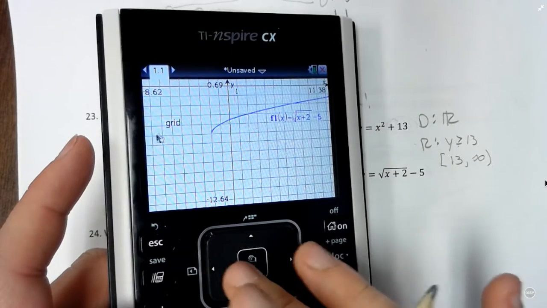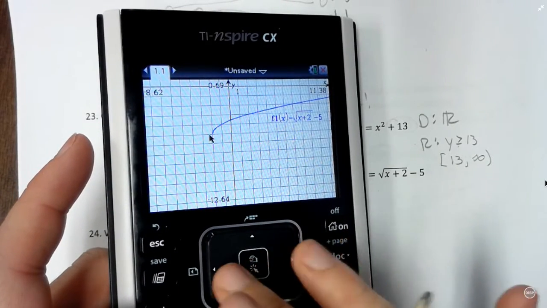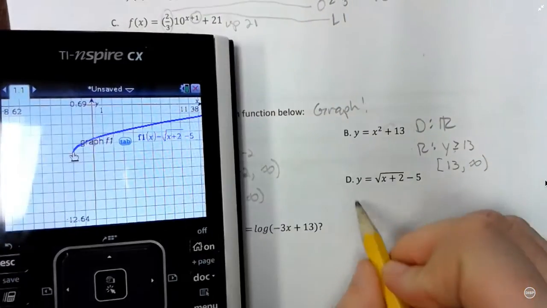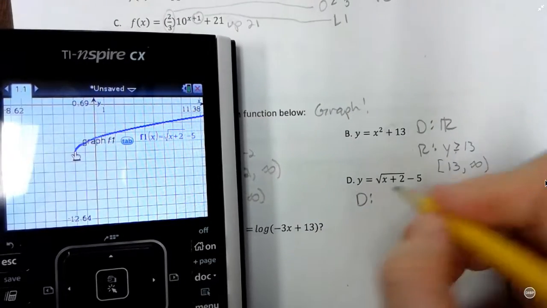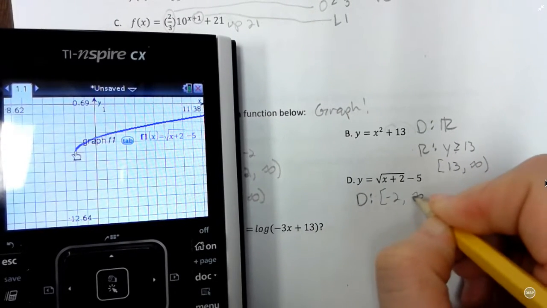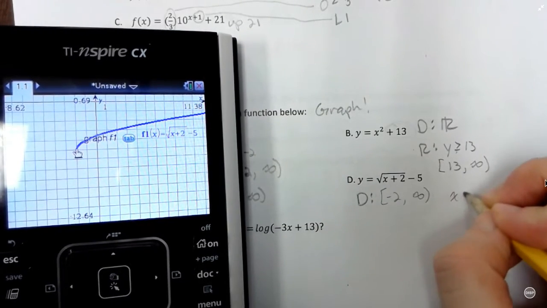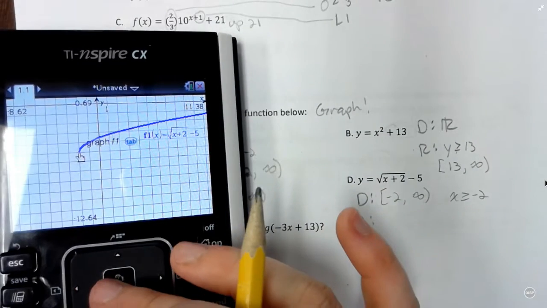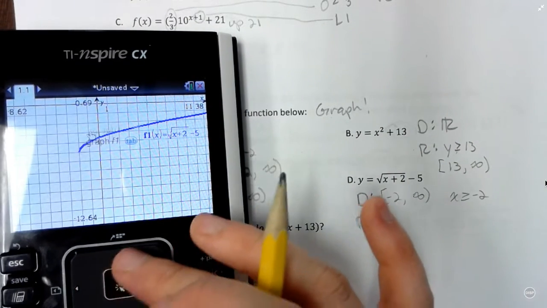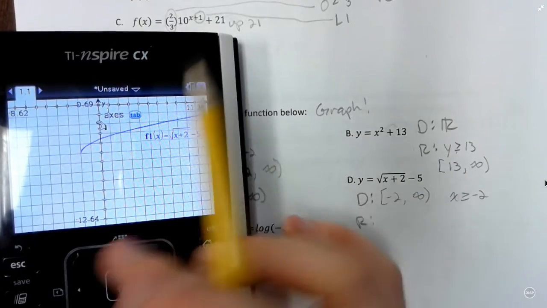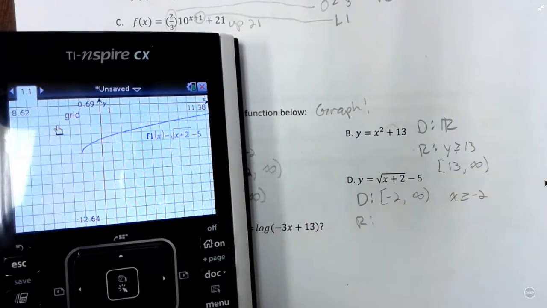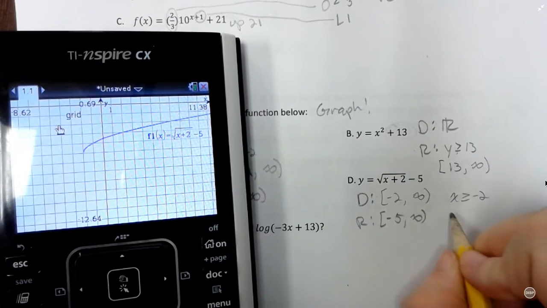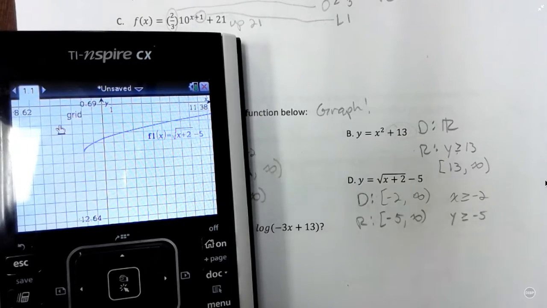So first let's look at my x's. What's the leftmost I can go? Well, my leftmost point on this graph is at -2 for the x value. So my domain is, you can either say -2 to infinity, or you can say x is greater than or equal to -2. For the range, the smallest y value. So let's see, -1, -2, out of the way, -3, -4, -5. So I can go -5 to infinity, or I can go y is greater than or equal to -5, either way.